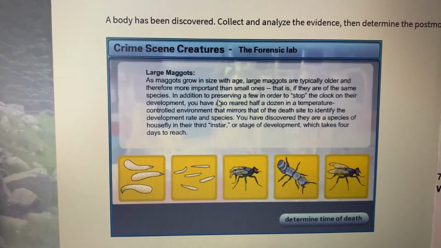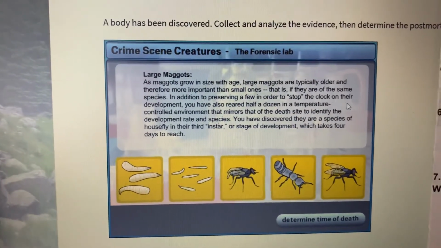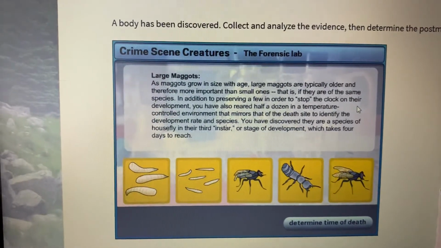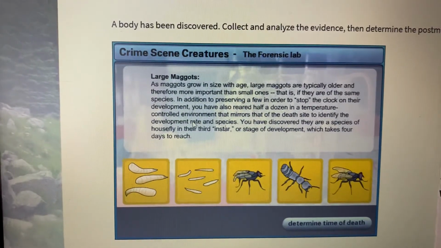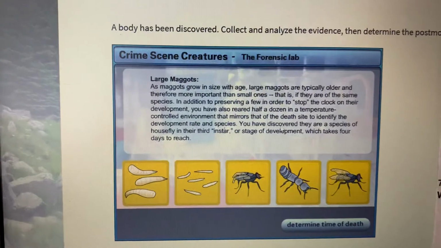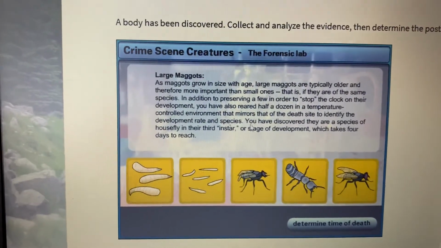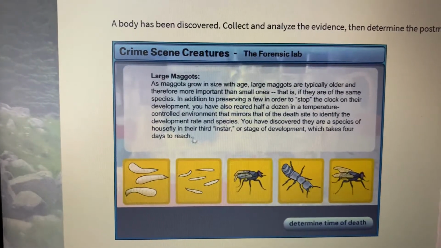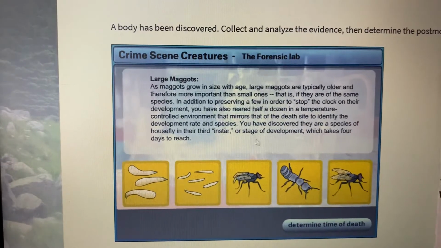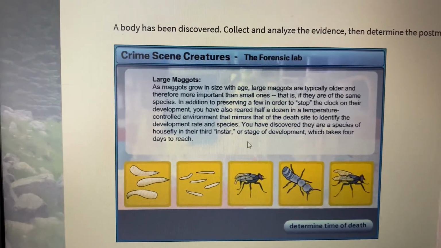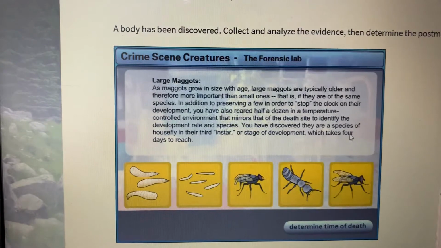So in addition to preserving a few in order to stop the clock, we're going to put some in our alcohol specimen jars and we're going to keep some to figure out what species it is. And check the temperature. You've discovered they are the species of housefly in their third instar stage. So that's pretty late in the larva stage. And it takes about 4 days to reach.